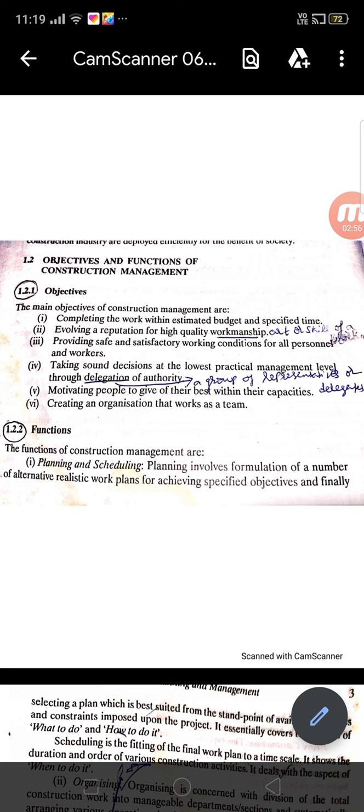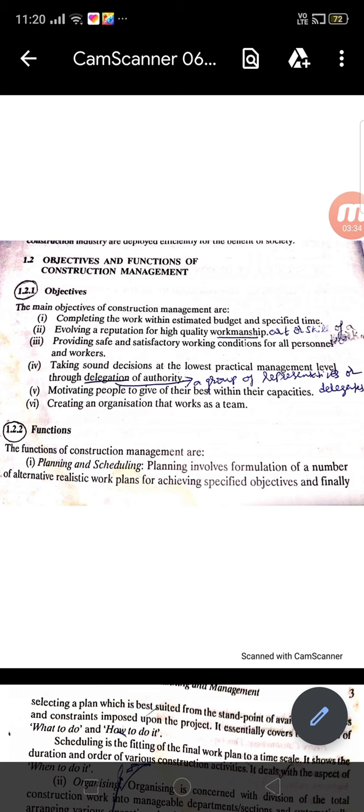In the same manner, you're going for safe and satisfactory working conditions, because they also play a very important role. Initially, what is the role of a project manager? He must see that the safety of the employees as well as the safety of the laborers plays a vital role. He is overall the responsible person to the owner as well, and a very big responsibility is on his shoulders, and he makes sure he is taking care of the employees.